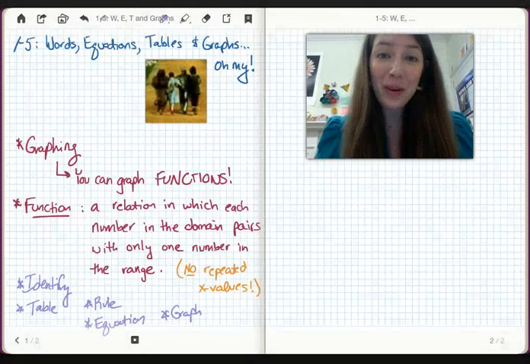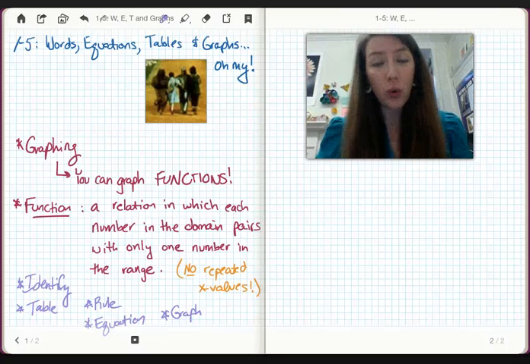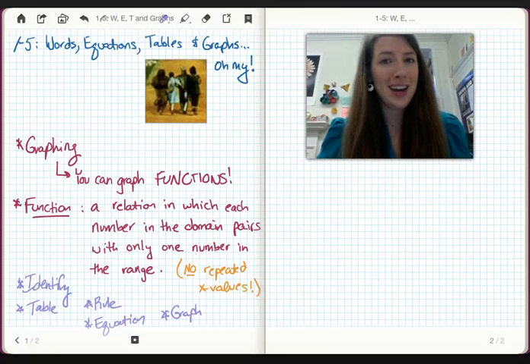Hey ladies, today we are going to talk about functions. We are going to look at them in terms of words, equations, tables, and graphs. Oh my. So go ahead and get out your notes and let's just take a few notes down.